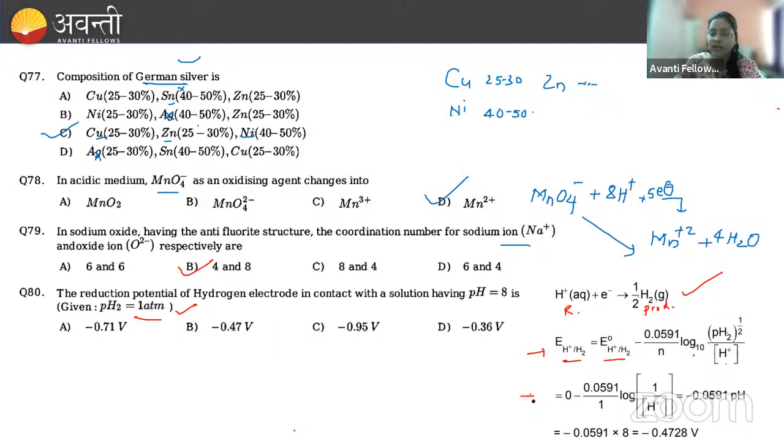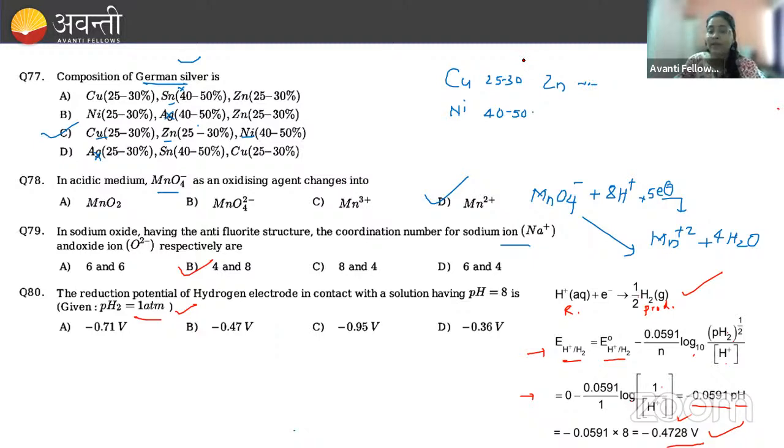So our equation will rearrange in this way. And you know that log of 1 upon H plus is what? pH, right? So whatever the pH is here, we will directly put it in and we will get this answer. Very simple problem for the hydrogen electrode.